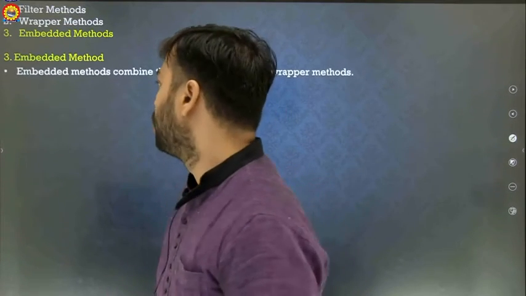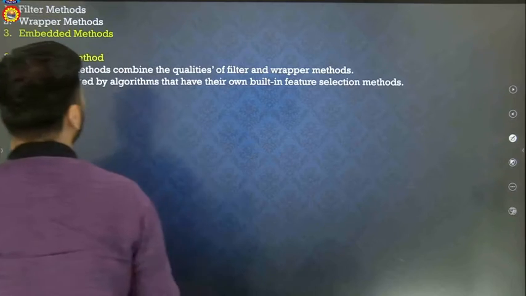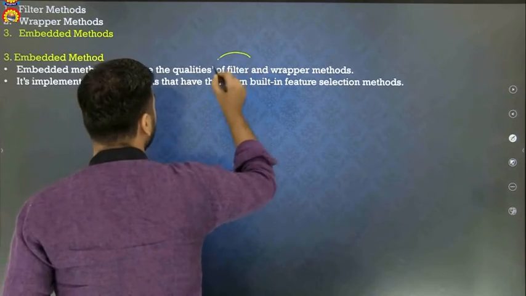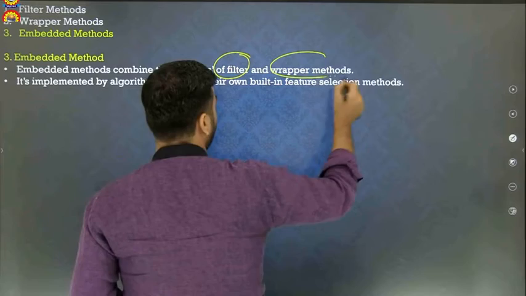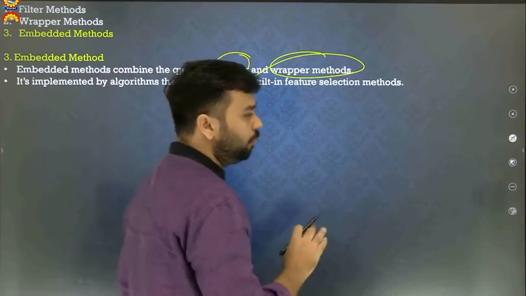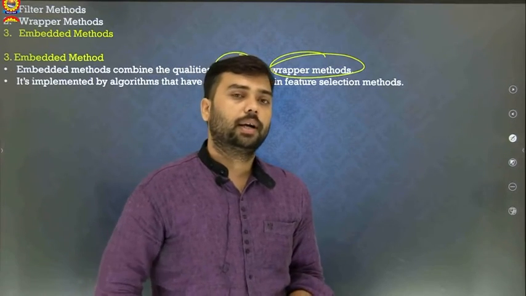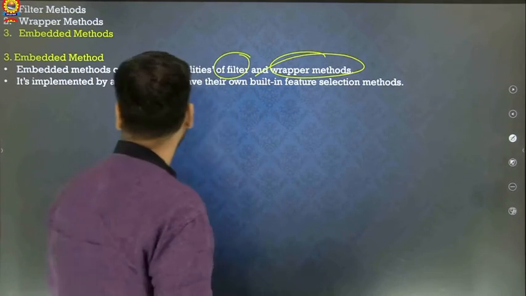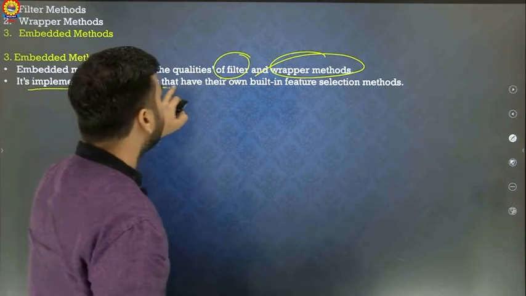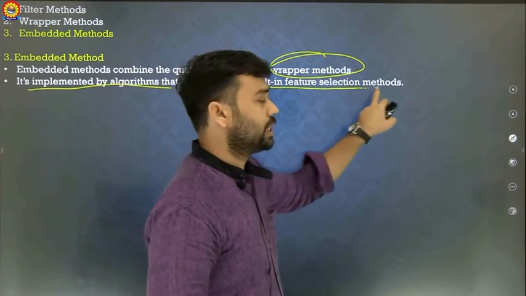In the embedded method, we embed some mechanism into the model itself so that the model can choose the best subset. The embedded method combines the qualities of the filter and wrap methods. It contains the quality of both, or we can say the embedded method is a combination of filtering and wrapping. It's implemented by algorithms that have their own built-in feature selection method.